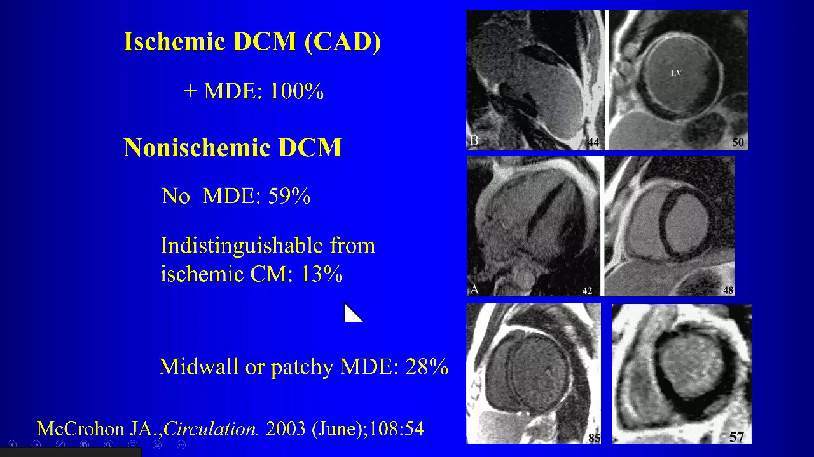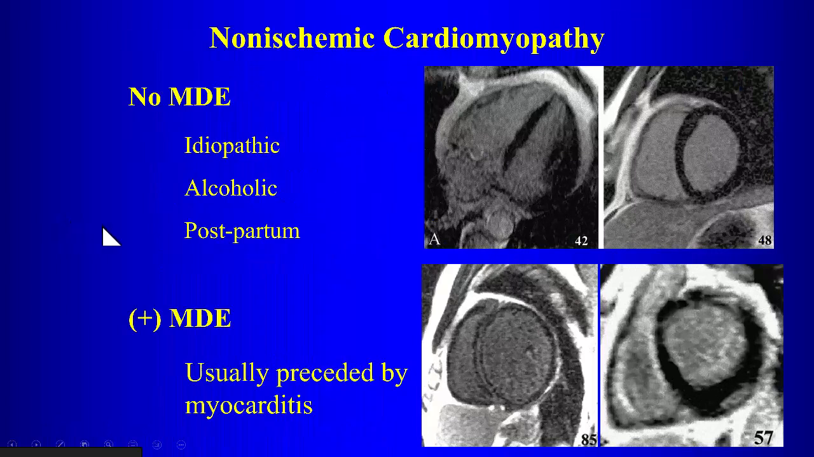So that was their interpretation of how they explained this finding. But the take-home message is that MRI, depending on the pattern of enhancement, can help us to distinguish ischemic from non-ischemic causes of dilated cardiomyopathy. Okay? The cardiomyopathies that tend not to show delayed enhancement: idiopathic, alcoholic, postpartum.